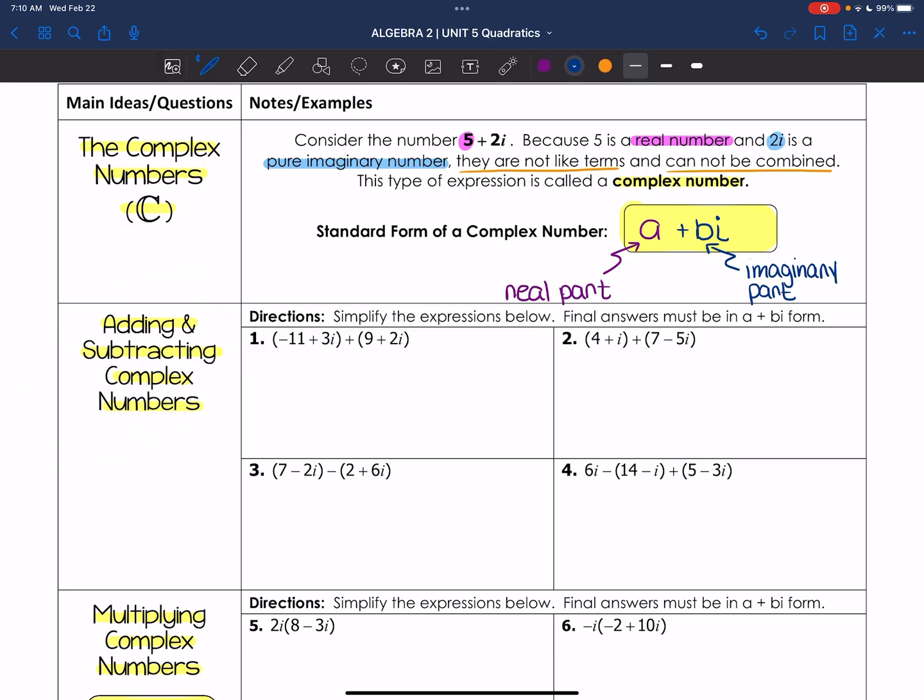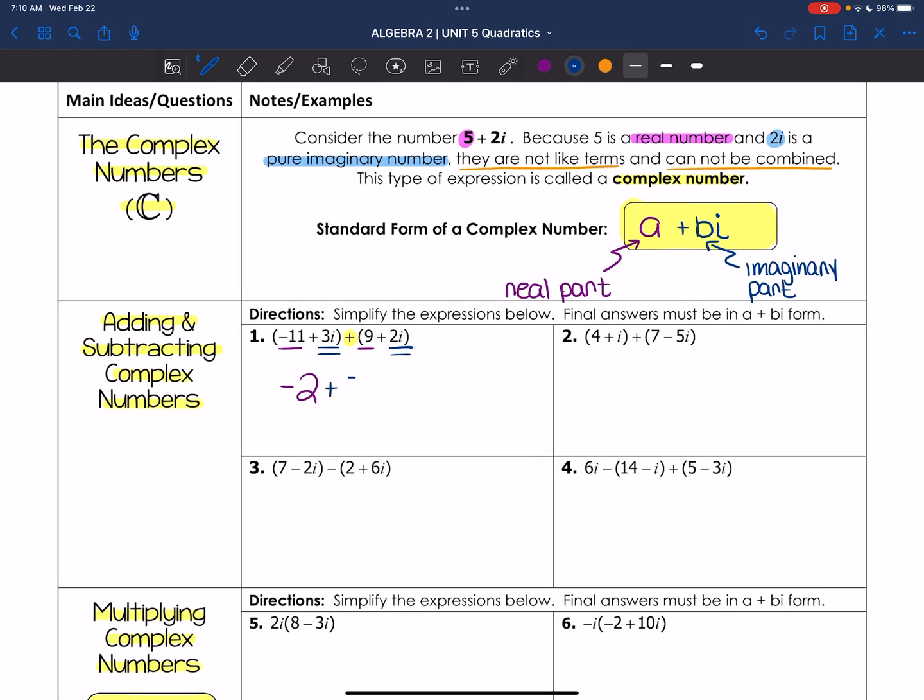You're going to simplify by just combining those like terms together. So we would take the real parts, negative 11 plus 9, and what does that give us? A negative 2. And then we take their imaginary parts and add that together because the operation here is to add. And so that's going to give us a positive 5i. And that is our final answer.